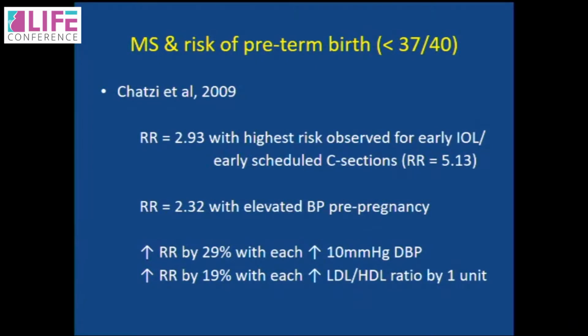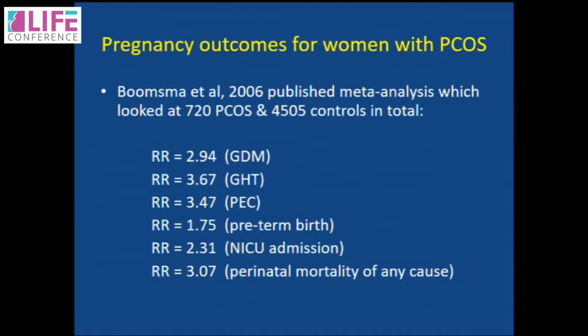The relative risk was 2.32 for the patients with elevated blood pressure pre-pregnancy. And again, at the bottom there, I've listed the relative risk: for each increase of 10 millimeters of mercury of diastolic blood pressure, the risk went up by 29%. And it was 19% for each elevated LDL over HDL ratio by 1 unit. We would all know this paper very well.